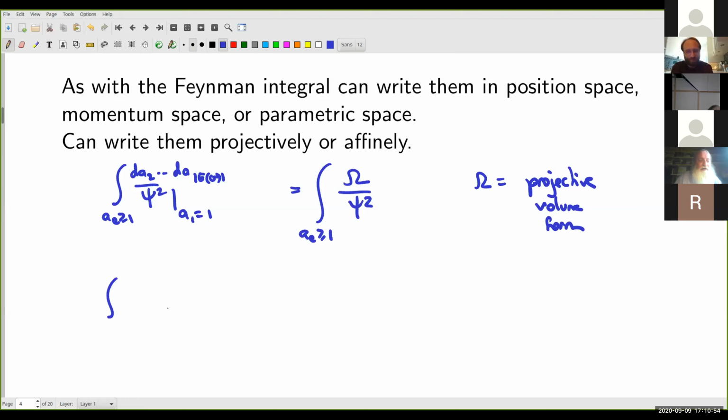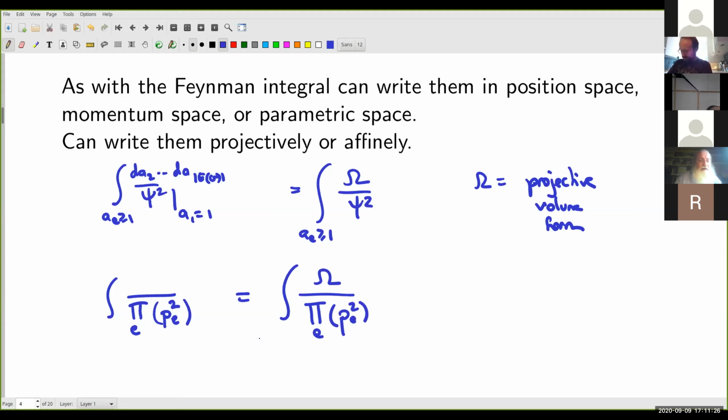So, maybe I would like to write this thing in momentum space. So then what am I really doing? I've got some product over the edges of the graph, and what do they each have? Well, they each have some momentum of the edge, and then I better square it, and then okay, that's pretty good. And then I could write that affinely, or I could write it projectively. Let's write it projectively first. This is like the P version. This would be sort of the A version.